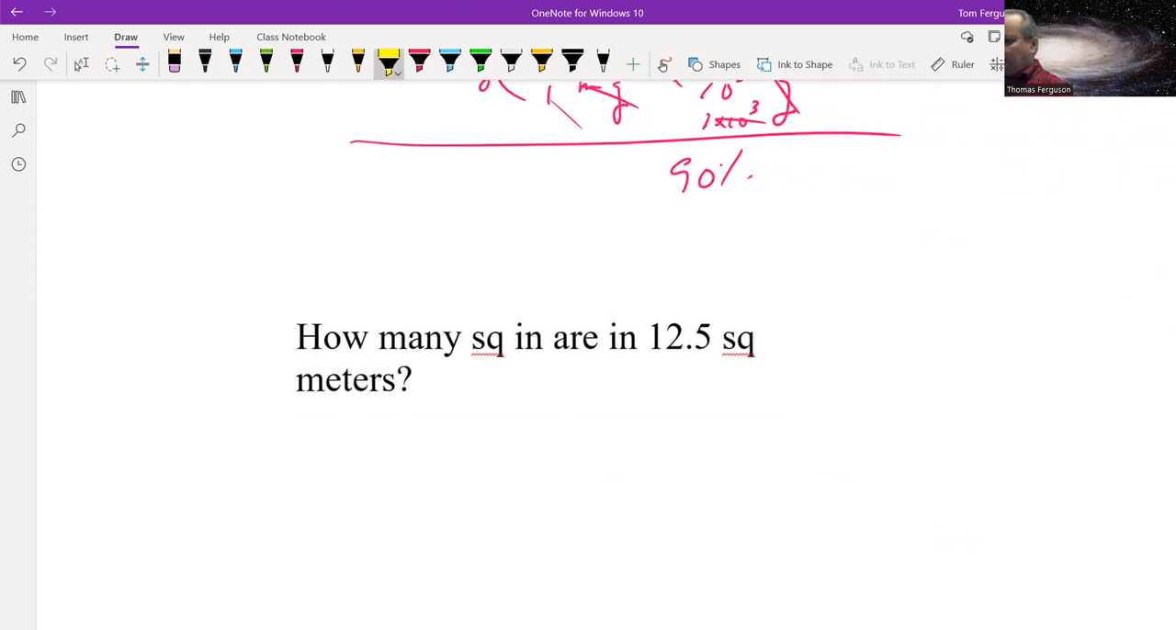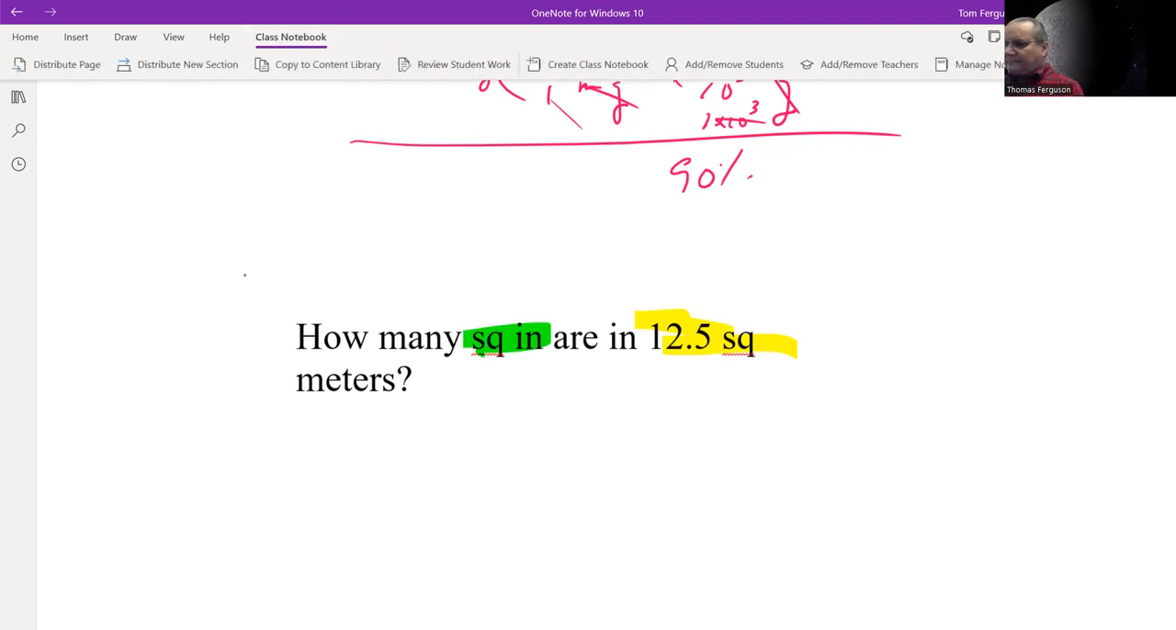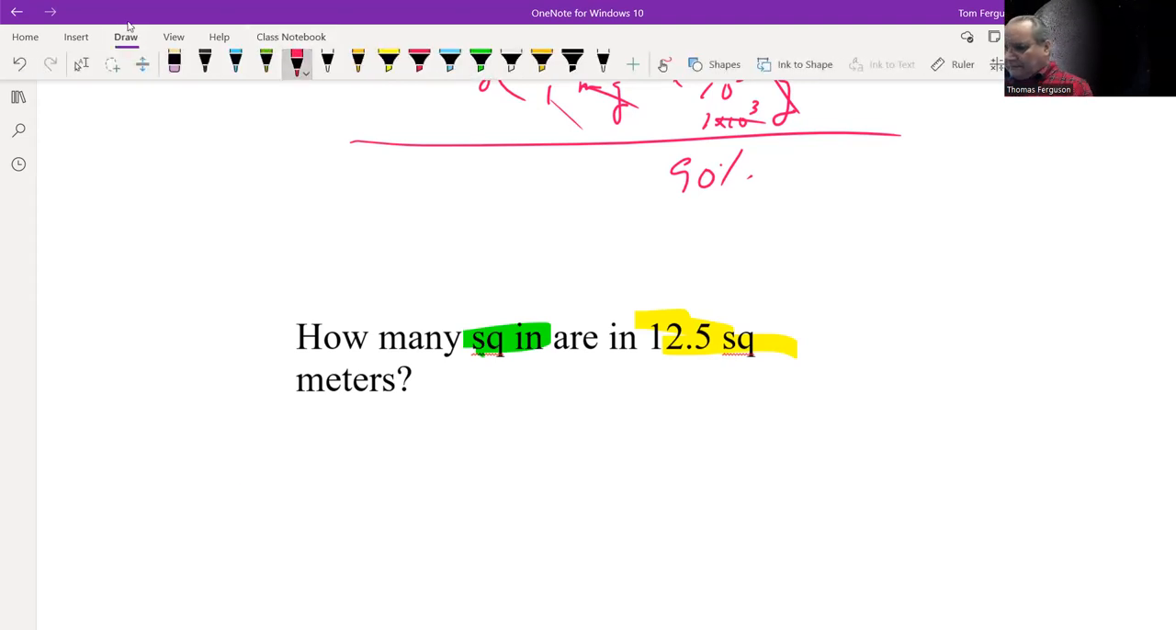All right, so given, calculate. Going from square meters to square inches. That's two dimensional. And there are a lot. Conversions for these can get quite large because you're going to have to square or cube these numbers.